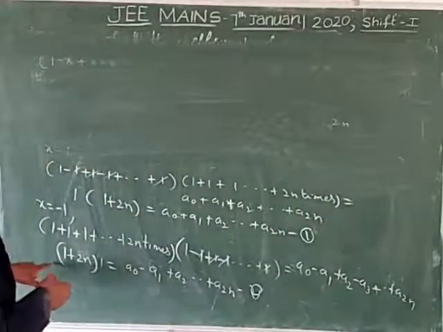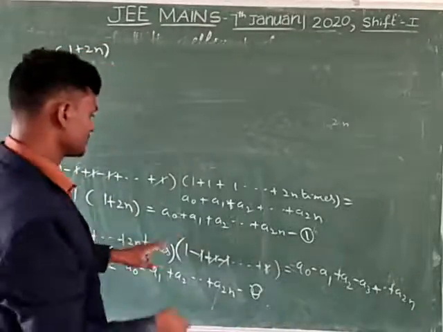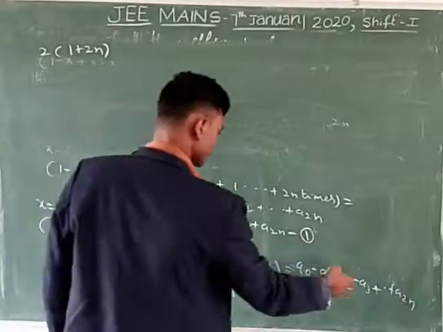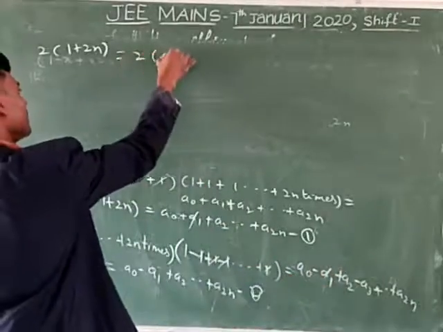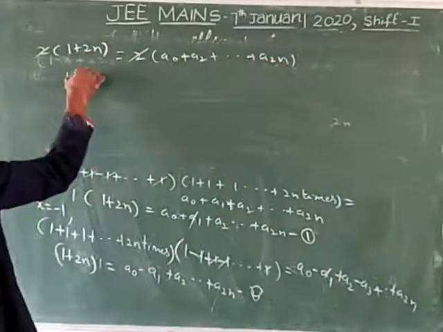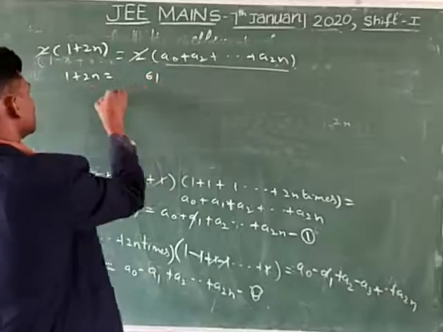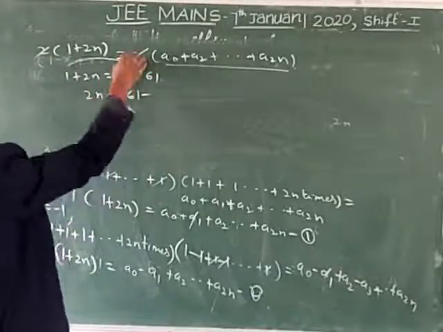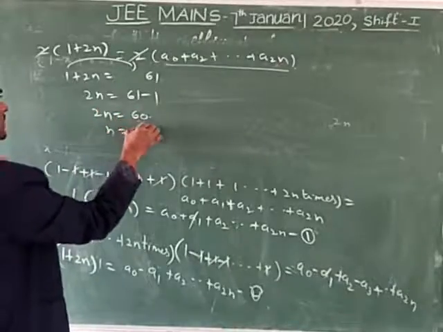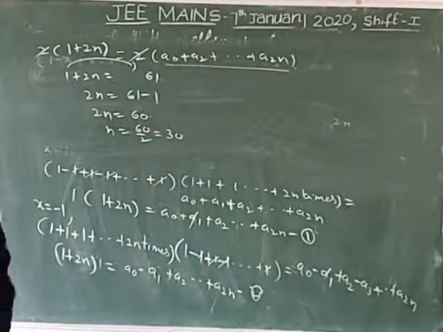Here 1 plus, here also 1 plus, here 2 times 1 plus 2n. Here the odd terms are cancelled, a1 cancelled, a3 also cancelled, only even terms remain: 2 times a0, a2 up to so on a2n. Now this 2 also cancelled, and 1 plus 2n is equal to the sum of the even terms, which is already given as 61. Now 2n is equal to 60, so n is equal to 60 by 2, which is 30. Which option you have to check? First option. This is the answer.